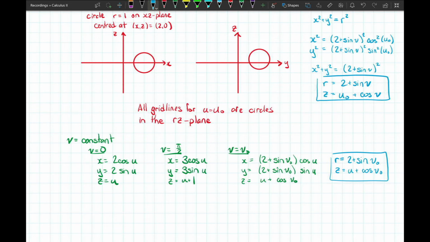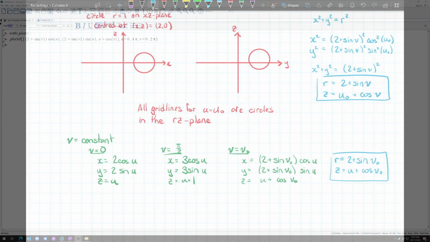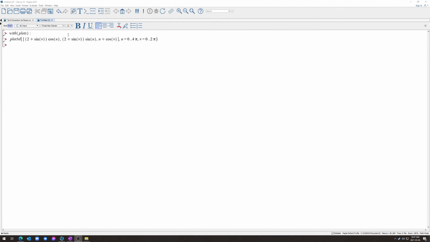Well, let's take a look and see what this looks like in Maple. So once again in Maple, I've got my with plots command here, and I've got a plot 3D command with that parameterization.